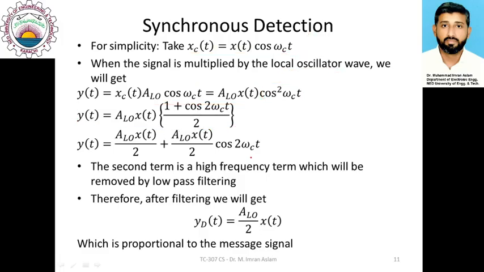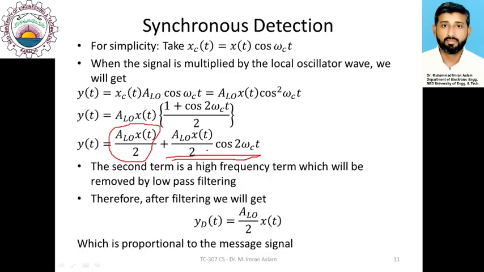If you closely look at these two terms, you would easily notice that the first term is the scaled version of the message signal. x(t) is the message signal, A_LO is a constant amplitude, so it is a constant number, and 2 is also a constant number. So A_LO/2 is a constant, whereas x(t) represents the message signal. So this first term represents your message, as it is directly proportional to the message signal.